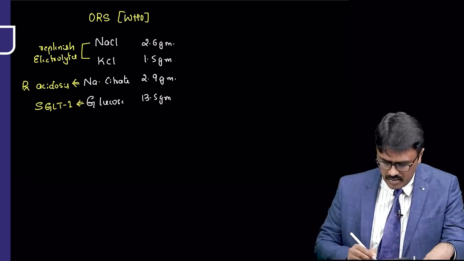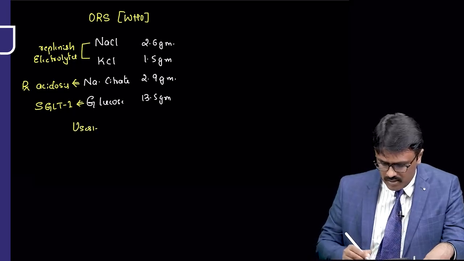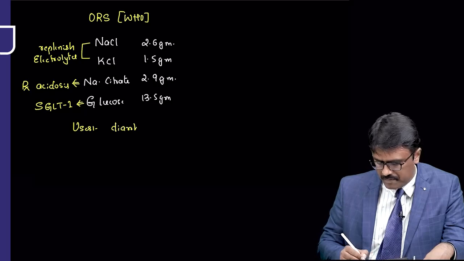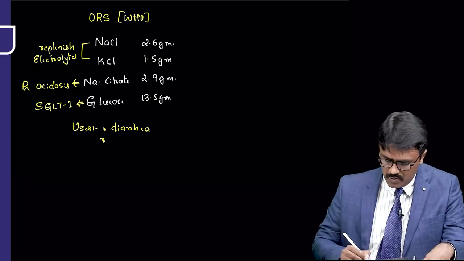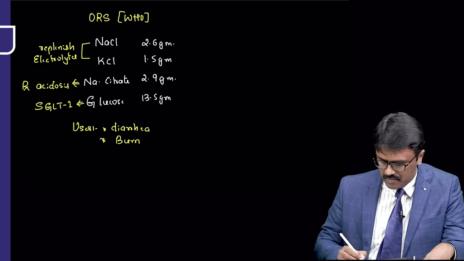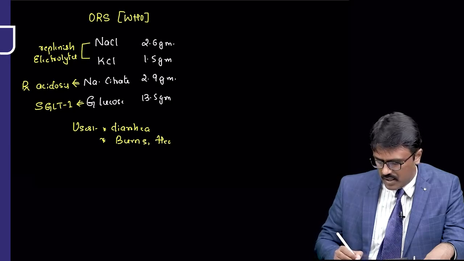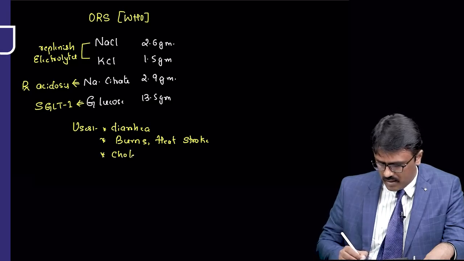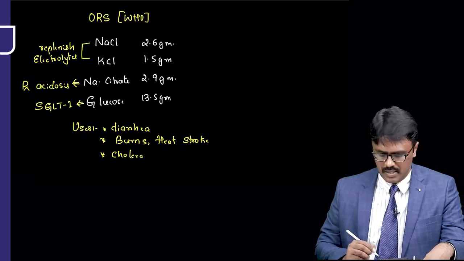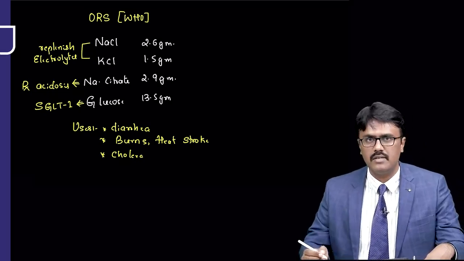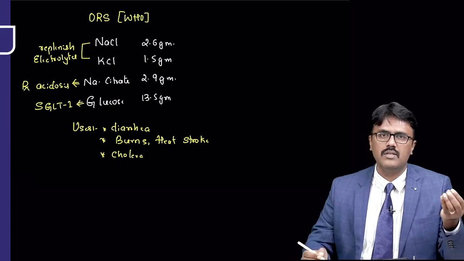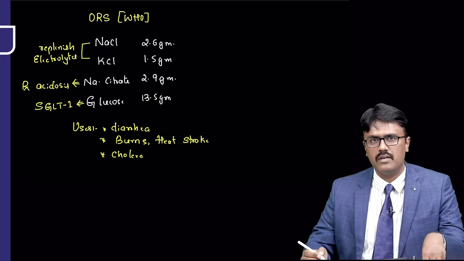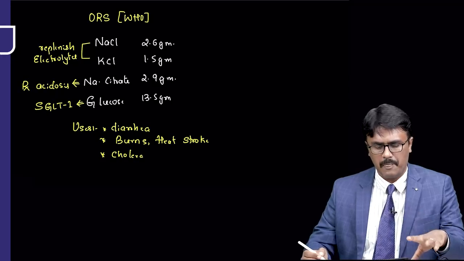Now where to use ORS? The use of ORS is in the management of diarrhea. So that is the first thing to be started. Second, it is also used for burns patients. If the patient is having heat stroke, there we use it. And also while managing cholera, the drug is used. So that is about the oral rehydration solution. You all know how to mix it. Take a sachet, mix it with 1 liter of water and use within 24 hours.